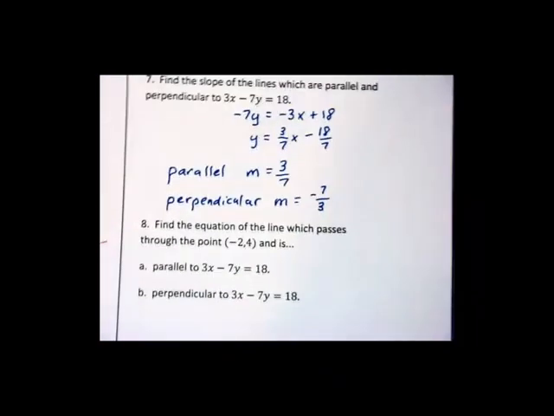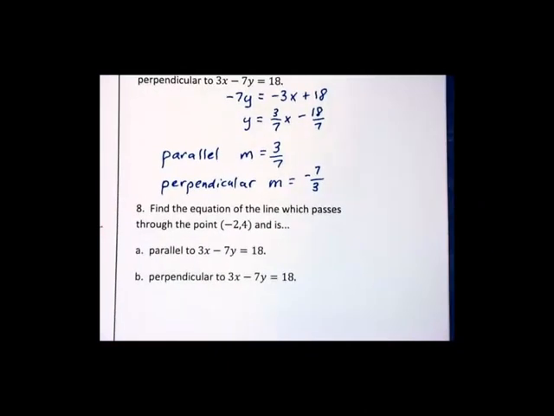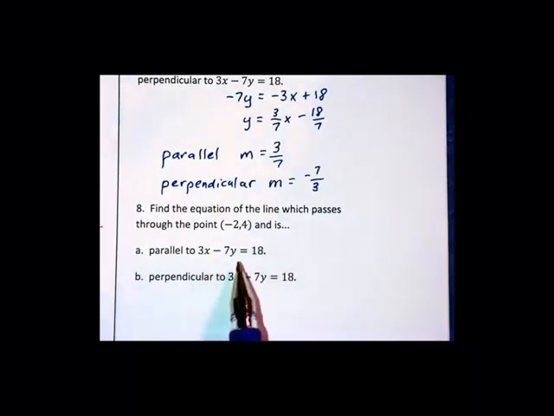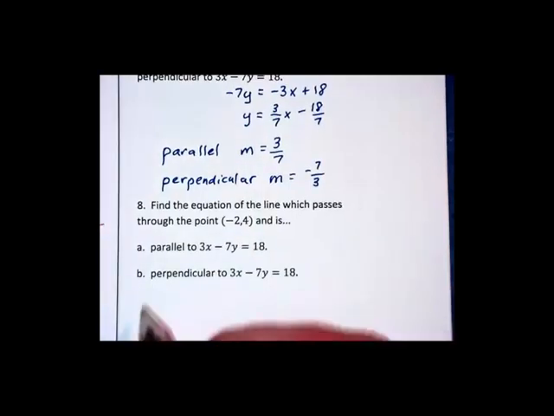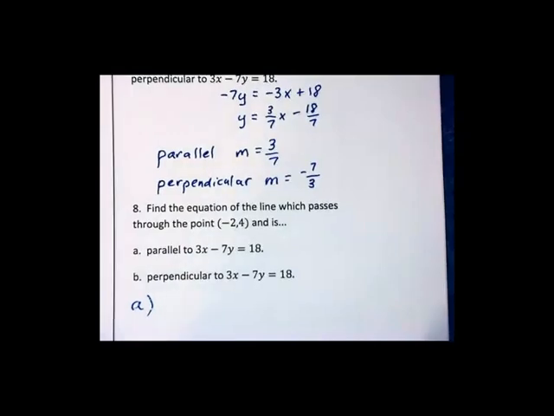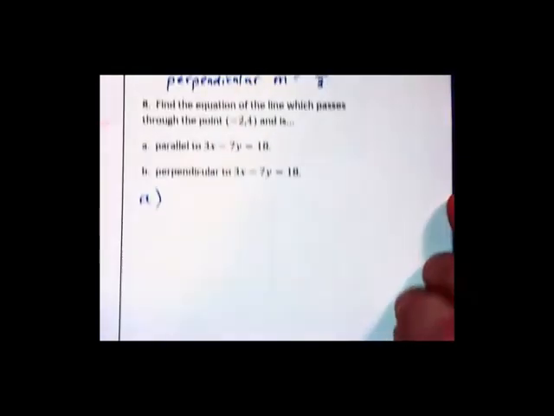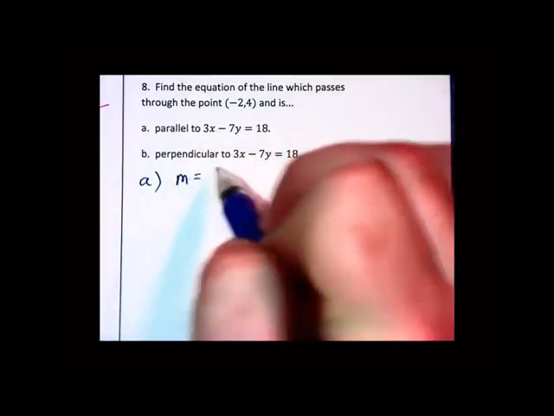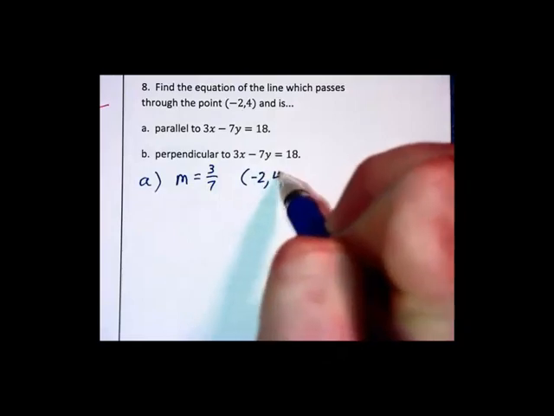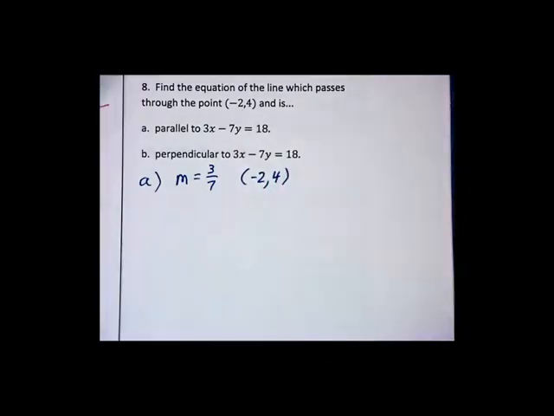Now, the following problem piggybacks on this problem. Rather than finding just the slopes, it says find the equation of the line that is parallel to this line and goes through this given point, and then perpendicular. So for part A, let me slide this upwards, we've already found up above that the slope is 3/7. So for part A, we're going to use the slope of 3/7 along with the point they're asking us to find the line through, negative 2, 4.